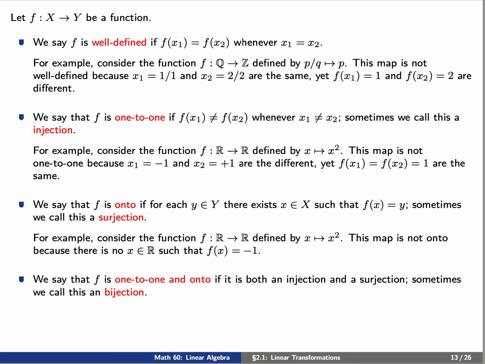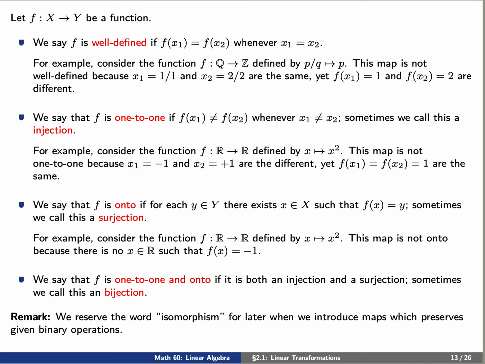Finally, we'll say that our function f is both 1 to 1 and onto if it is both an injection and a surjection. Sometimes we'll call this a bijection. As a word of caution, we're going to reserve the word isomorphism for later on in the course when we introduce maps which preserve certain given binary operations.